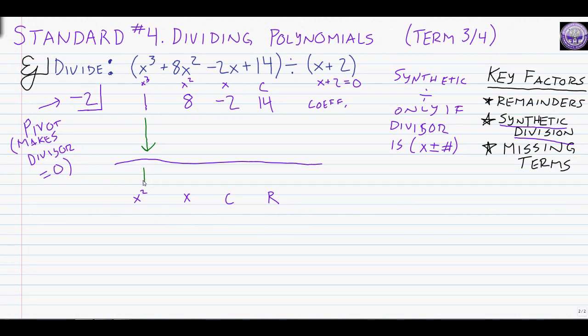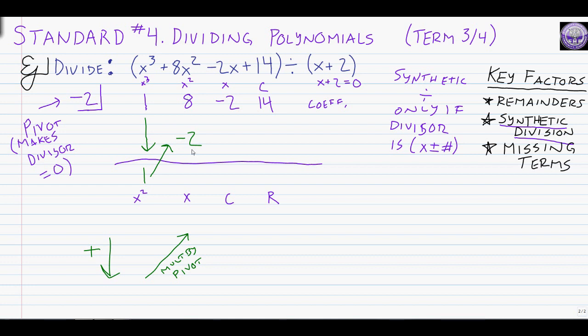Then we take this number, whatever our value is down on the bottom, and we multiply it times the pivot. So in this case, in order to get up here, we're going to multiply 1 times negative 2, which is negative 2. So we're just multiplying by the pivot that way. What you'll see is the pattern is that you add going down, and then you multiply by the pivot going up. That's really all we're doing, just following a pattern.